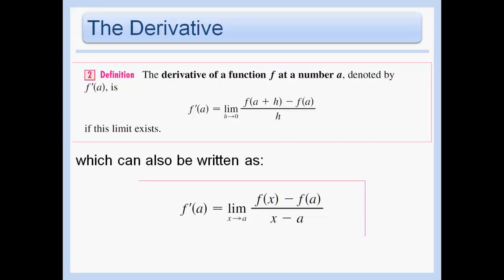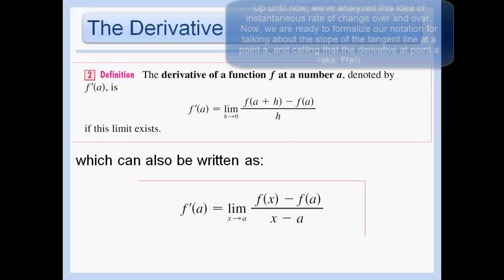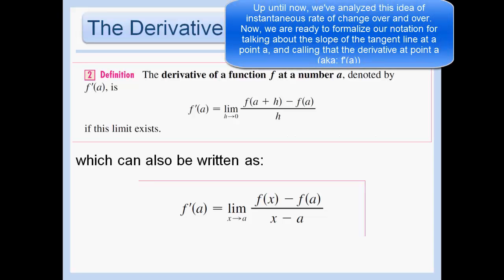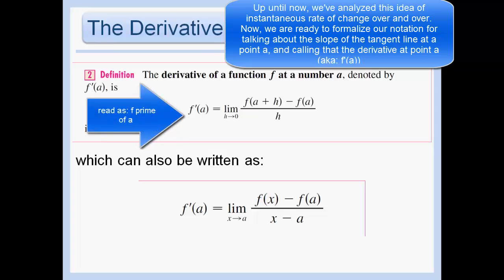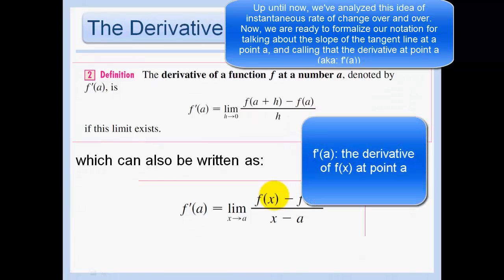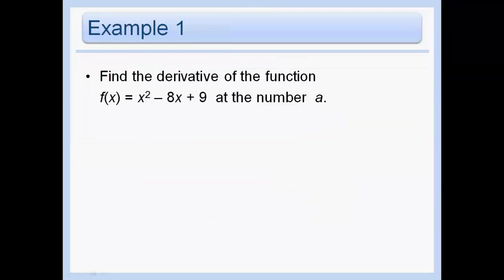Now let's just formalize the definition of the derivative. Well, the derivative of the function f at a number a can be denoted as f prime of a, and that is just that same limit. And we said before that the limit either this way or this way yields the same results. And so that is how we define the derivative at a, f prime of a. So let's go ahead and look at an example.